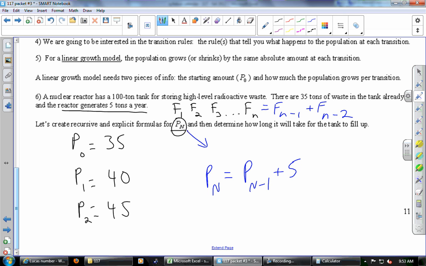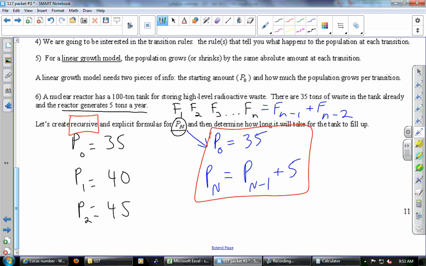So if you say Pn equals 5, what you're telling me is that the population is 5 in every year. And we need to say the population this year has a lot to do with the population last year. It's just 5 more. The other thing that we need to write here is a starting amount. You can't just say the population gains 5 every year. I need one more piece of information, and that's how much we start with. How much do we start with in this case? It's 35.